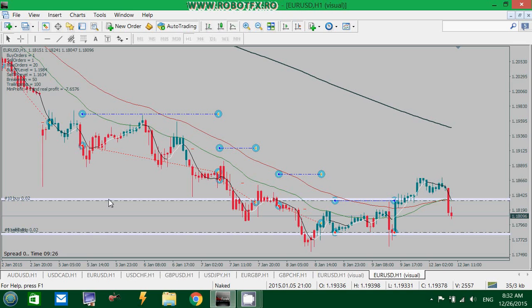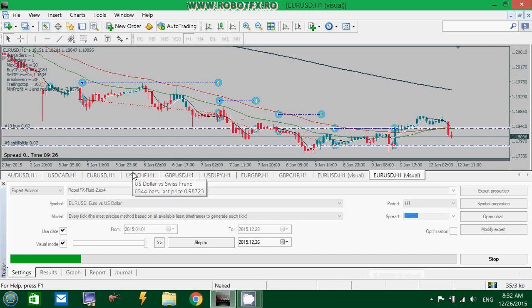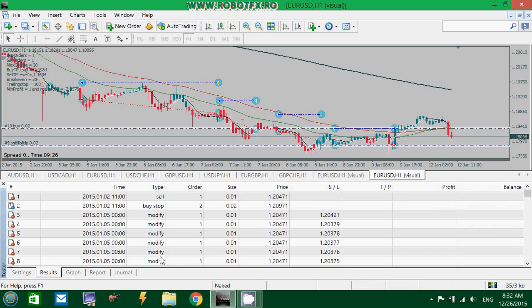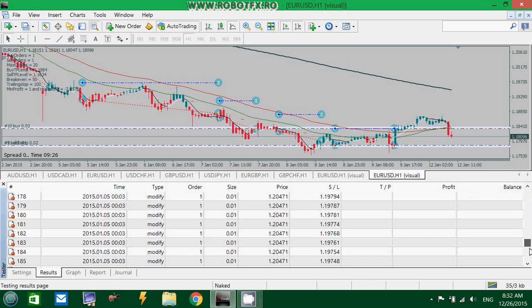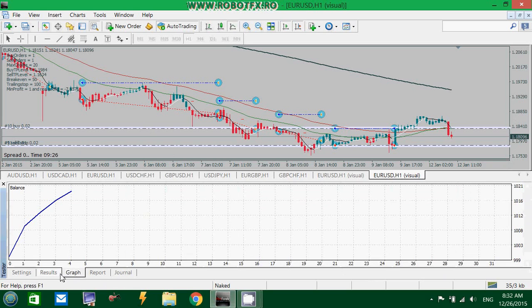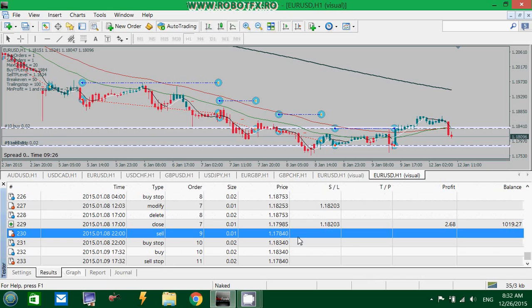Or maybe a few pips further away, depending on the slippage, lag and so on. And so far we have closed trades, very good, the graph looks great. A sell of 0.01, this is the first trade.